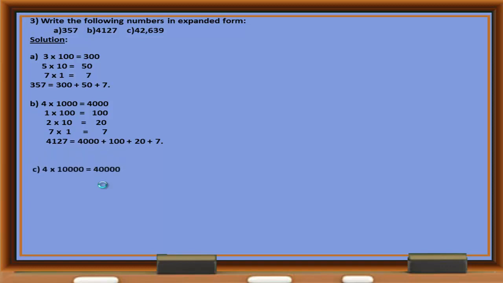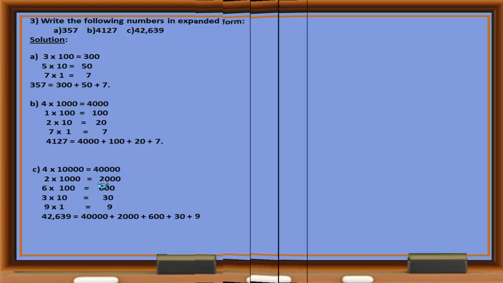C. 4 times 10,000 is equal to 40,000. 2 times 1000 is equal to 2000. 6 times 100 is equal to 600. 3 times 10 is equal to 30. 9 times 1 is equal to 9. Therefore, the expanded form for 42,639 is equal to 40,000 plus 2000 plus 600 plus 30 plus 9.